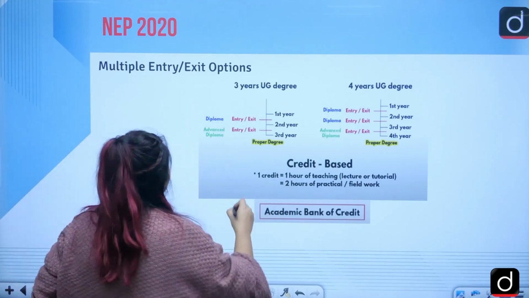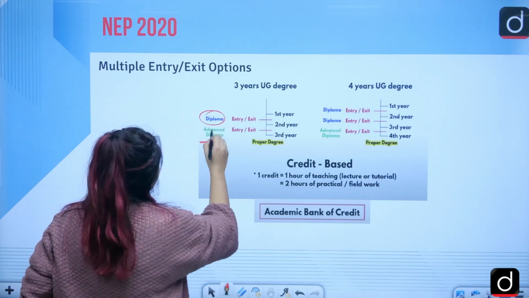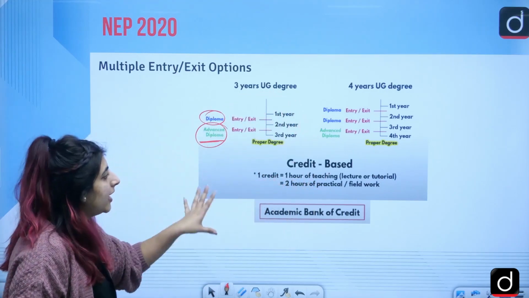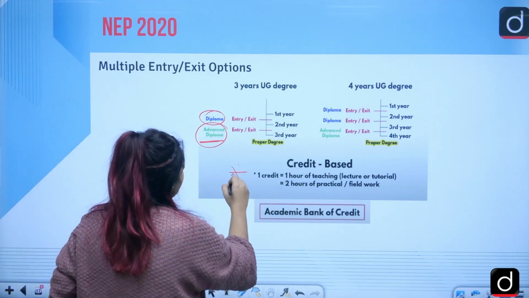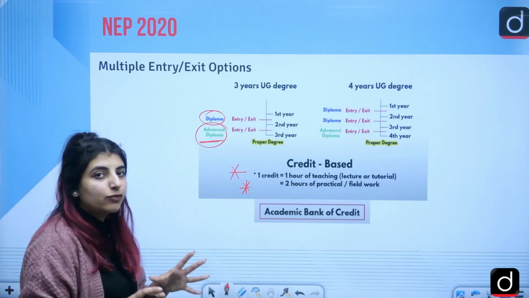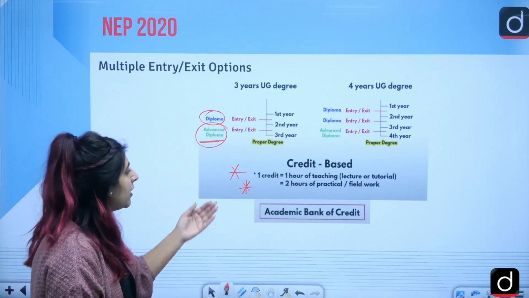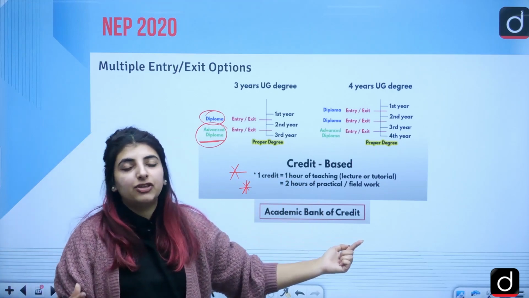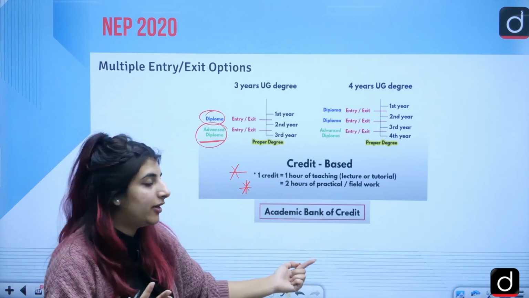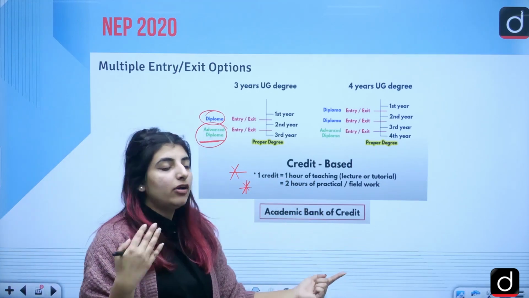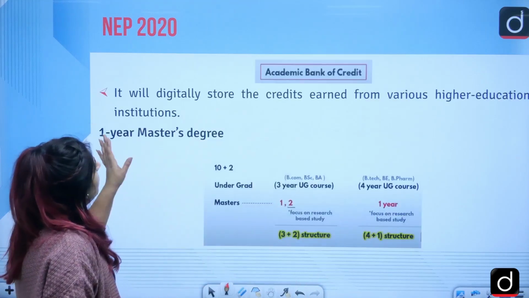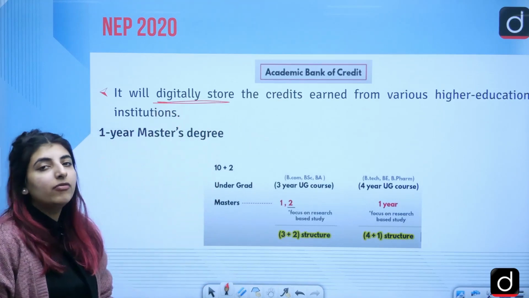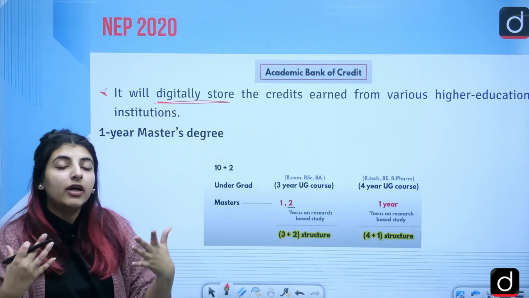This is a proper degree if we talk about advanced diploma, etc. 3 years undergraduate degree and 4 years undergraduate degree. Correct? So 1 credit, we need not go to that detail, but for educational purposes you can jot it down. 1 credit is 1 hour of teaching. So if you are sitting in a lecture for 1 hour, that 1 credit will be credited to you. 2 hours of practical or field work count for 1 credit. The academic bank of credit will digitally store the credits earned from various higher educational courses at the institution.